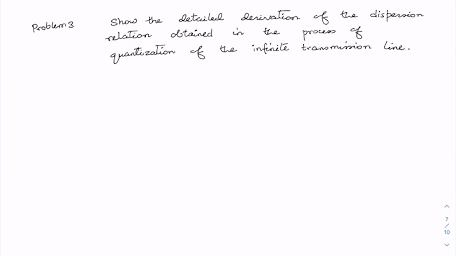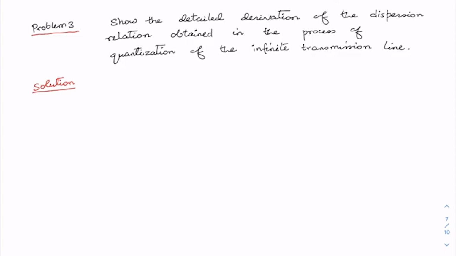You are asked to show the detailed derivation of the dispersion relation obtained in the process of quantization of the infinite transmission line. If you remember, we have actually done the quantization problem in lecture number 14, where I have shown you the process of how to quantize it. Here I will fill up the gaps, because I just gave you the steps there, but here I will show you all the steps.